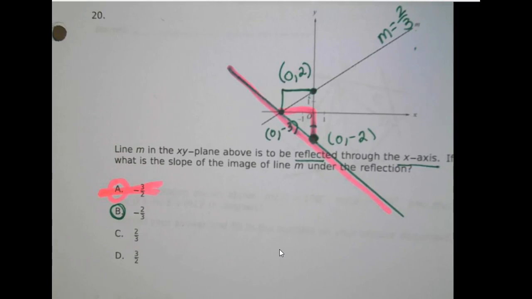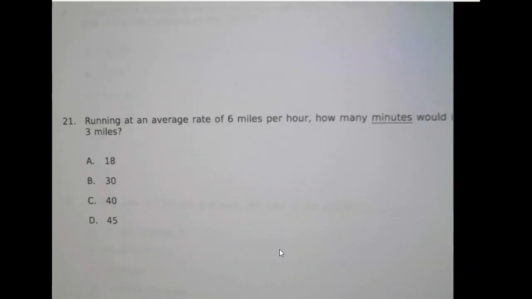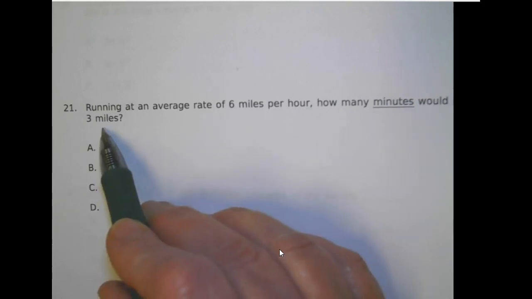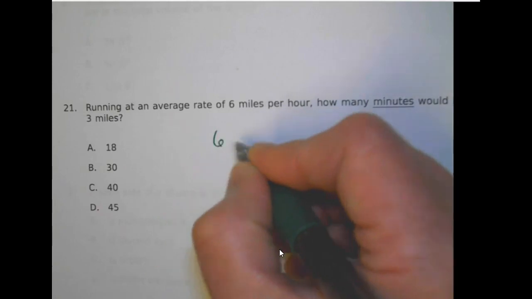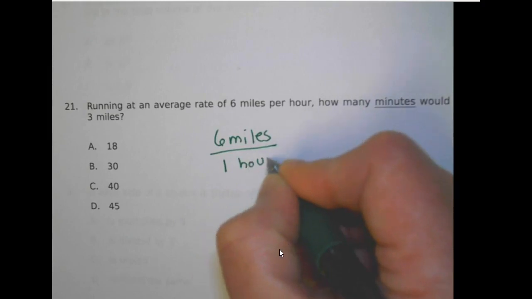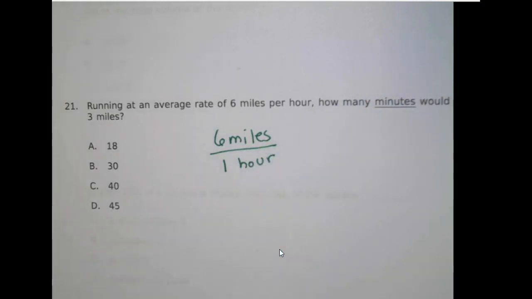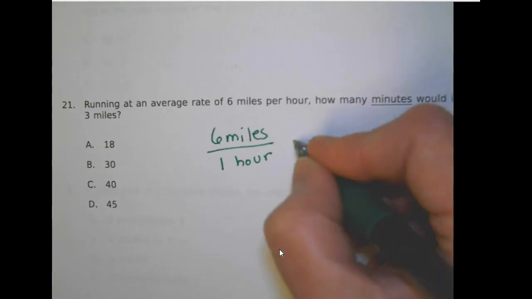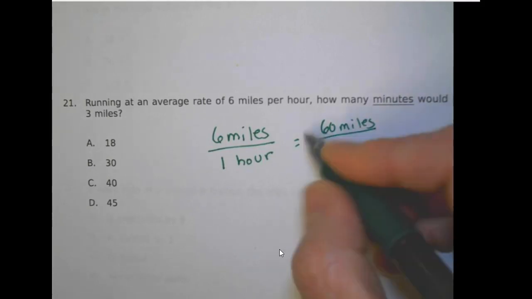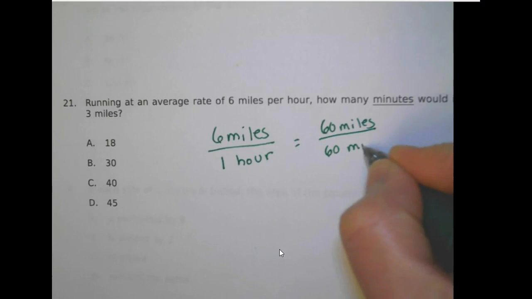Okay. Hopefully the next problem is going to be pretty simple. If you're running a race at 6 miles per hour, how many minutes would it take Kyle to run 3 miles? So he's doing 6 miles in 1 hour. But it asks for the answer in minutes. Do we know how many minutes are in an hour? And so that would be the same thing as saying 60 miles in 60 minutes.